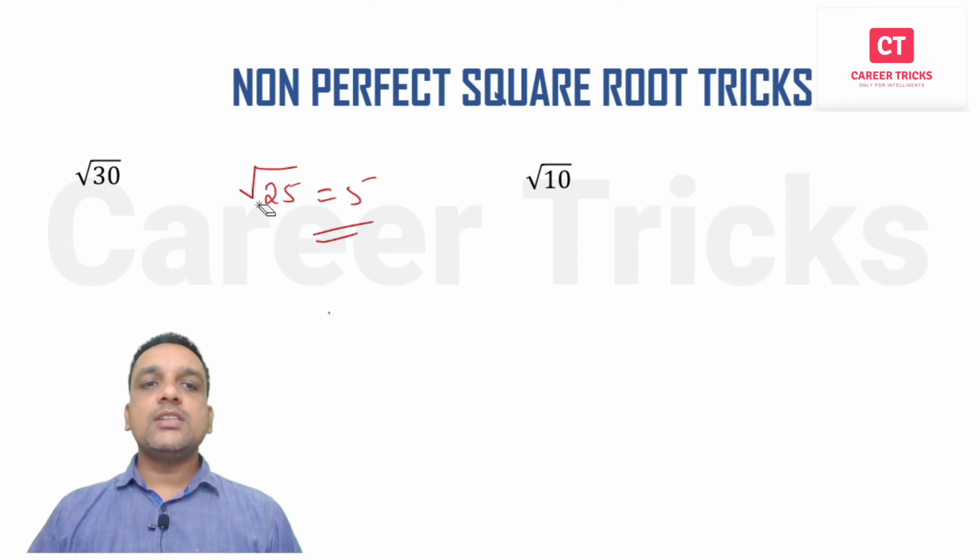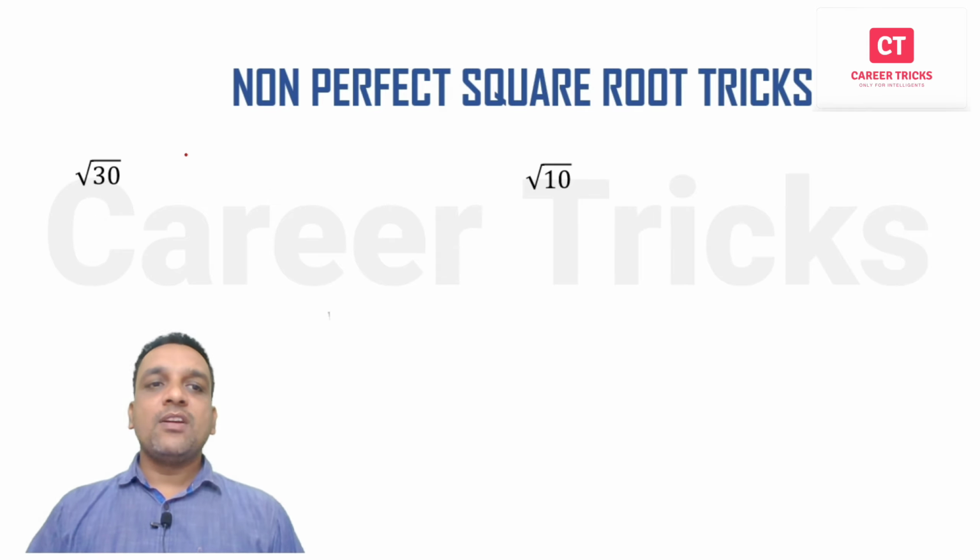But when you come to the 30, that is not a perfect square number. We have to solve it. You think it is very difficult, but it is not difficult. It is so easy. Just in a few seconds, we can solve these problems without any pen and paper. How to solve this? I will let you know now.